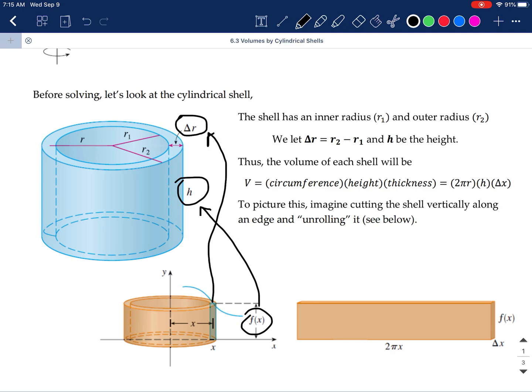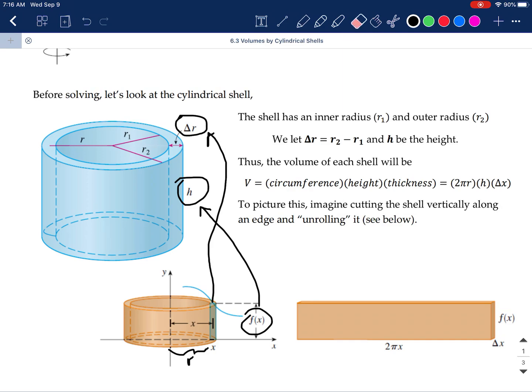And so we've got that, and then we have to figure out, well, what is that hollow region, right? How far is that hollow region out? So that's going to be our radius. In this case, our radius is just x. In a lot of cases, it's going to be just x. So we want the radius, we want the function as the height, and we want the delta x value.